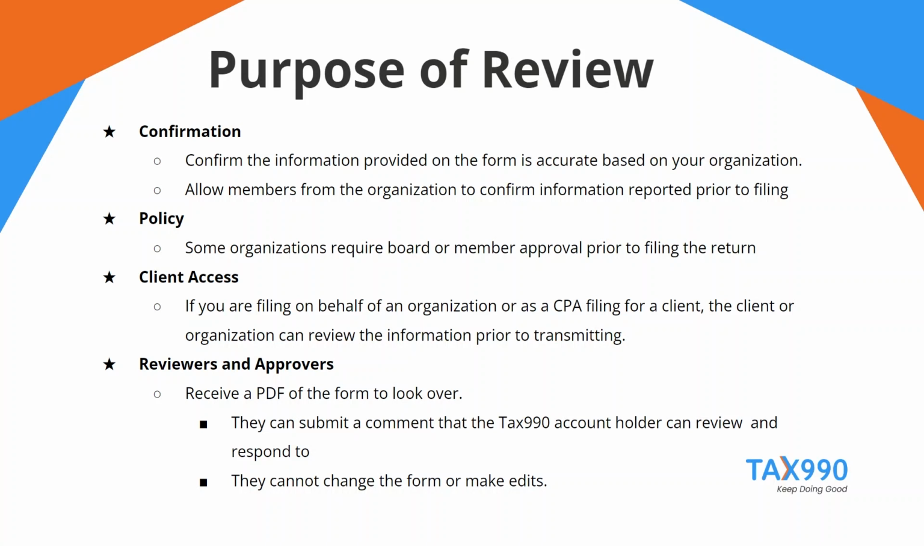For example, if you're the treasurer and you're filing the form and you're not 100% sure what the top 3 program service accomplishments are, you may be able to share that return with somebody within the organization that can confirm that information for you. So it allows you to, 1, get a second pair of eyes on the form, and 2, get confirmation that everything you entered is accurate before you proceed.